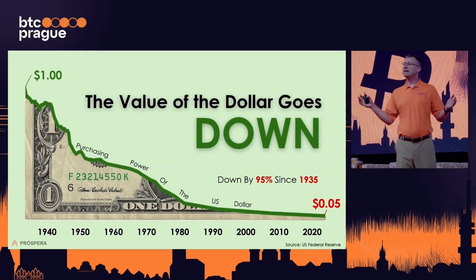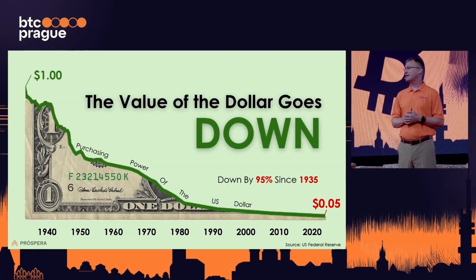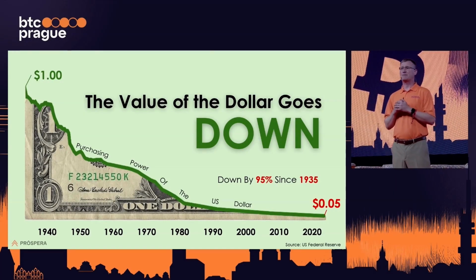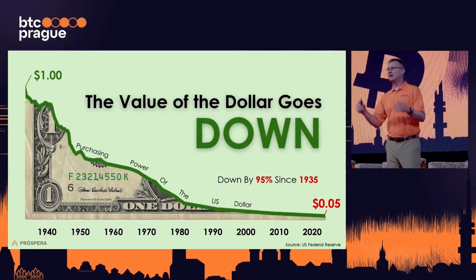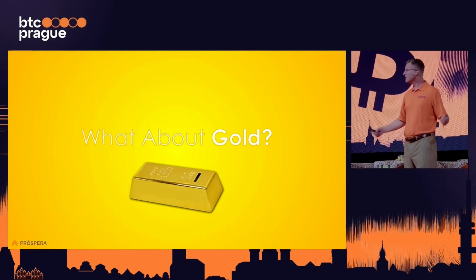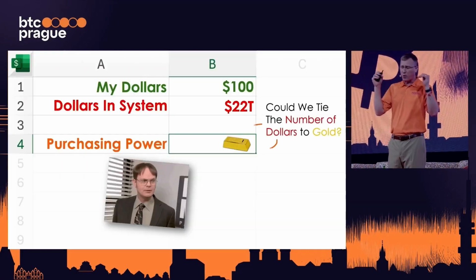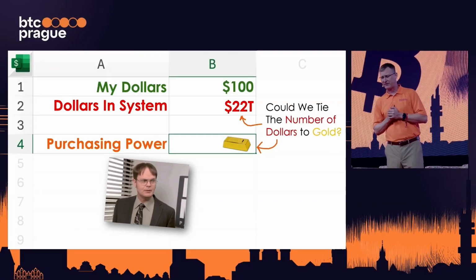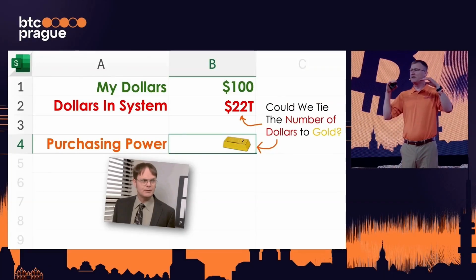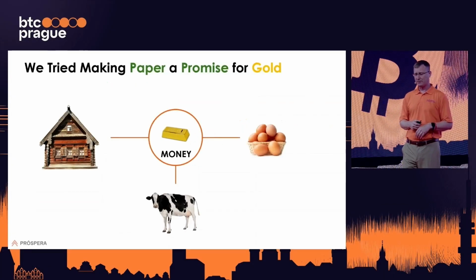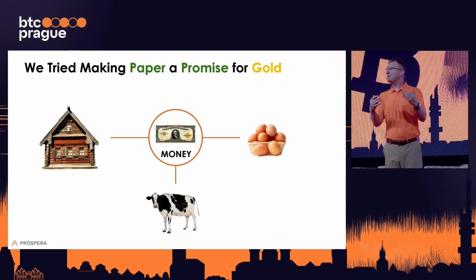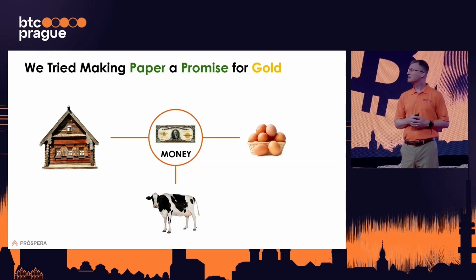In the last 90 years, the purchasing power of the US dollar is down by 95%. 95% just in the last 90 years. So what about gold? What if politicians couldn't print the money out of thin air because we tied the number of dollars in the system to gold? Well, we tried that.